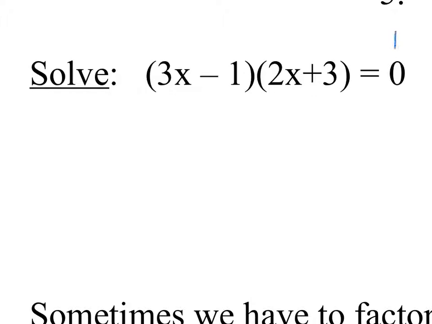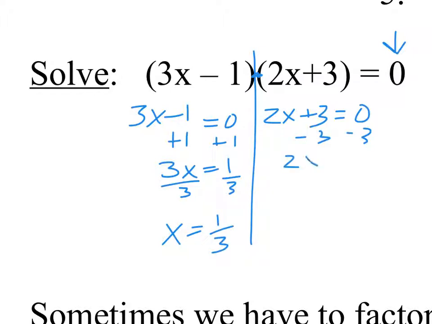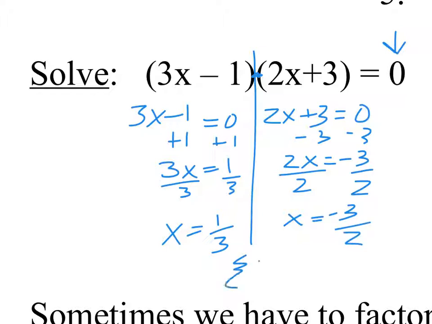The last example, we're equal to 0. We're rewritten as multiplication, so we split it, set them equal to 0, and solve. 3x minus 1 equals 0, and 2x plus 3 equals 0. So my first equation, we're going to add 1 to both sides. 3x equals 1. Divide by 3, and I get x equals 1/3. Minus 3 for the next equation. 2x equals negative 3. And divide by 2, so x equals negative 3 over 2. So my two solutions now are 1/3 and negative 3/2.